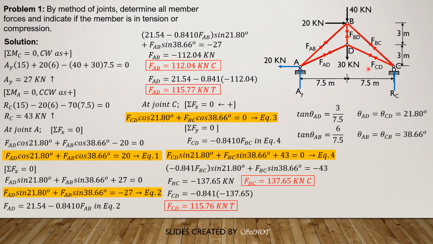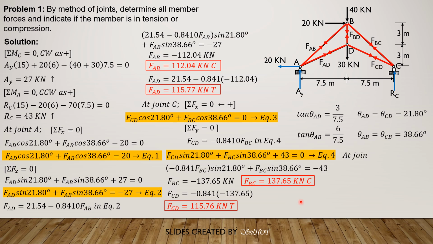We expect FCD to be equal to FAD, because if you sum up forces horizontal at joint D, there's no other force horizontally, so they are expected to be equal. There's a very small discrepancy because of rounding of values, but that checks that our solution is correct.